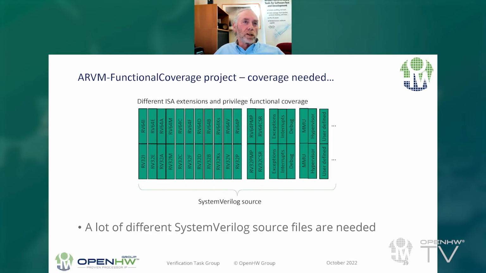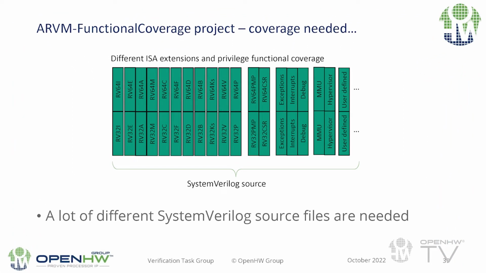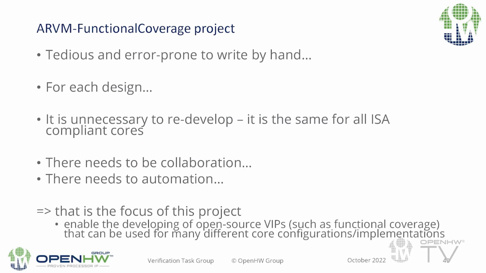And what you'll end up doing is doing it in separate blocks and sections for different extensions that you're including in your design, and you'll write a lot of SystemVerilog that's needed for the different ISA extensions. And this is just for the unprivileged stuff, and then there's all the privileged stuff as well. So there's an awful lot of SystemVerilog coding that you need in terms of the verification side of things. And writing in Verilog is very tedious and error prone to write by hand.